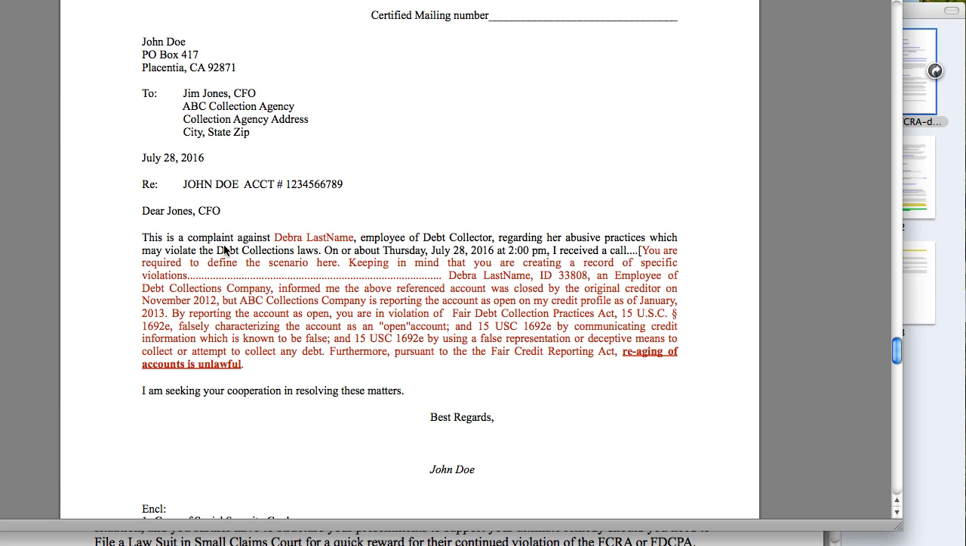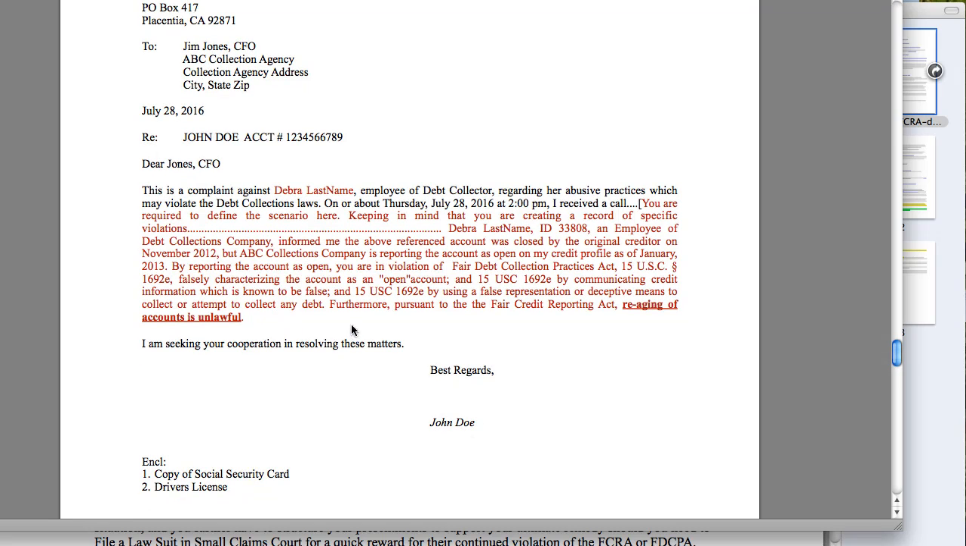Notice how this letter is structured. This is a complaint against Deborah, last name, employee of debt collector company, regarding her abusive practices which may violate the debt collection laws. On or about Thursday, July 28, 2018 at 2 p.m., I received a call from whoever she was, and she said, as an employee of the debt collector company, that the above referenced account was closed by the original creditor on whatever date. And then she said blah blah blah.